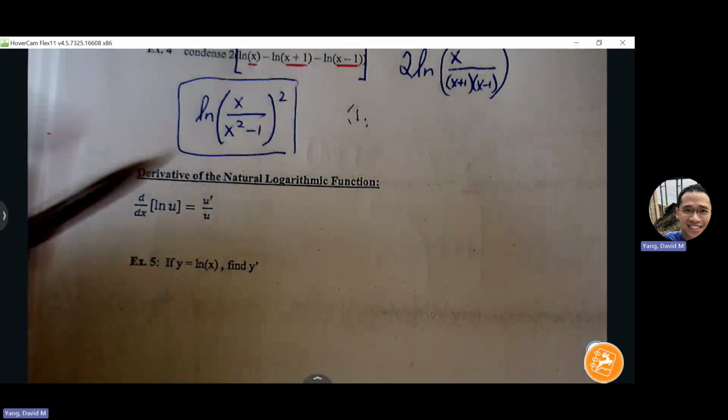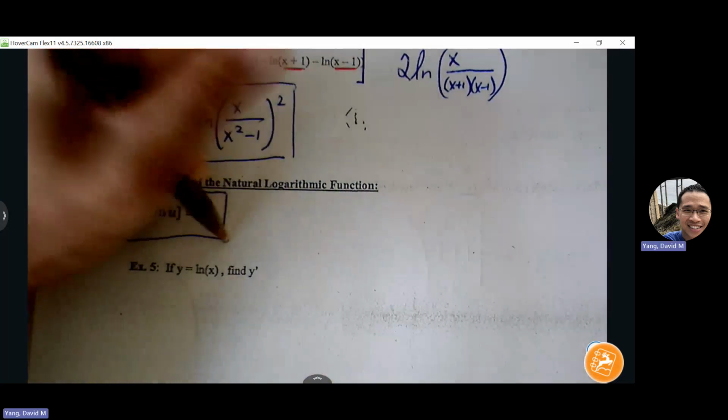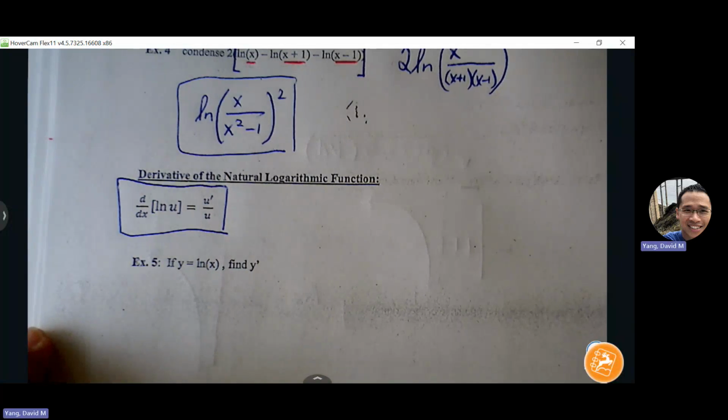Okay, so here is our derivative rule for natural log. This is an important derivative rule.